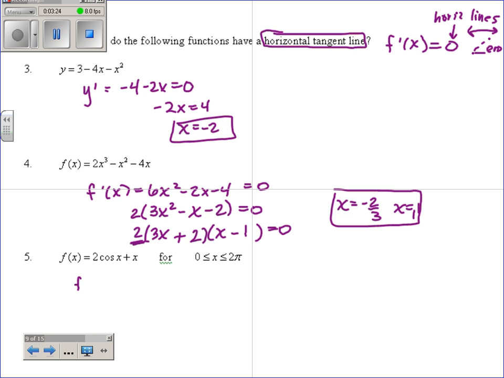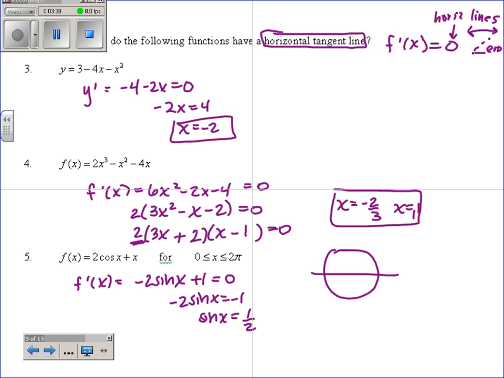Alright, f prime of x equals -2 sine x plus 1. Set equal to 0, so you get -2 sine x equals -1. Sine x equals 1/2. So, in between 0 and 2 pi, a unit circle. Okay, you only have a couple options. If you go over a lot and up a little bit, that's the 1/2. So here is the sine value of 1/2, and then over here is the sine value of 1/2.